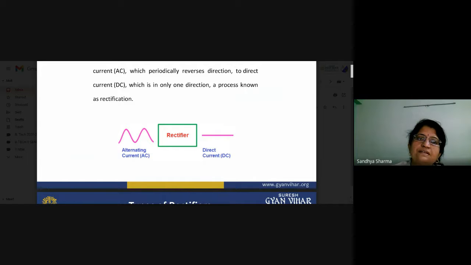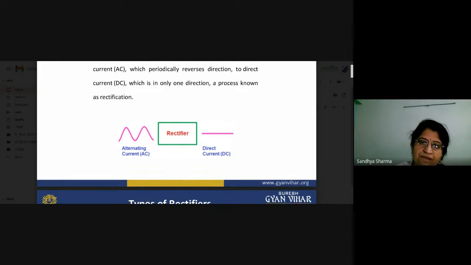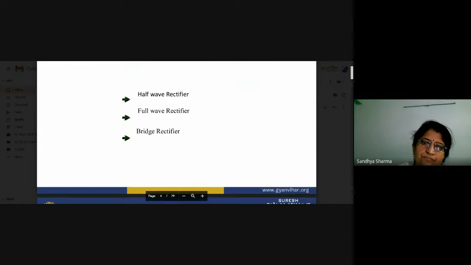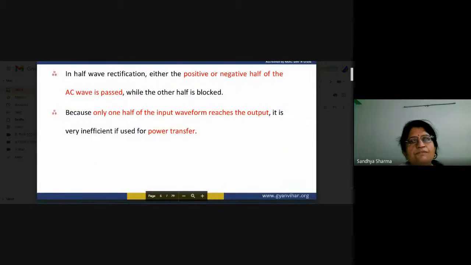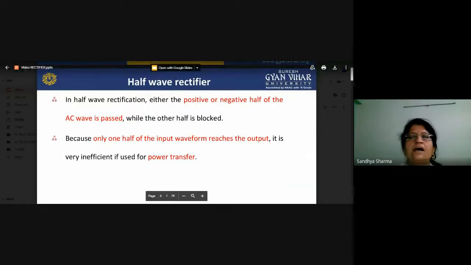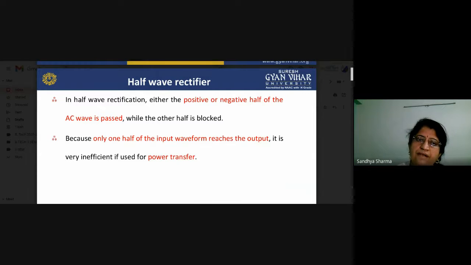Now we will see how we make a rectifier. Before starting, we will look at the half wave rectifier, full wave rectifier and bridge rectifier. These are the basic types of rectifier. First of all, we will talk about the half wave rectifier. What is a half wave rectifier and how does it work?